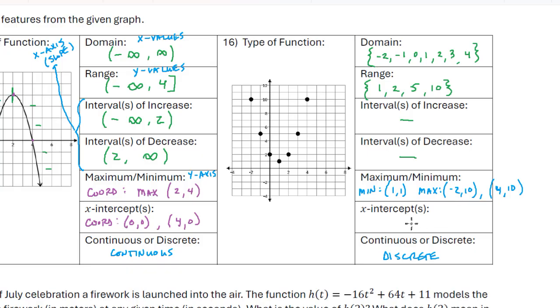X-intercepts. There are no x-intercepts on this graph. Nothing is touching the x-axis. And then we already wrote in the beginning that this was a discrete graph. So there you go on that one. I hope that one was clear. Actually, it's funny. It's a simpler graph, but it actually gets a little more complicated when we start talking about these key points or key descriptions of this particular graph. Well, there is question number 16.